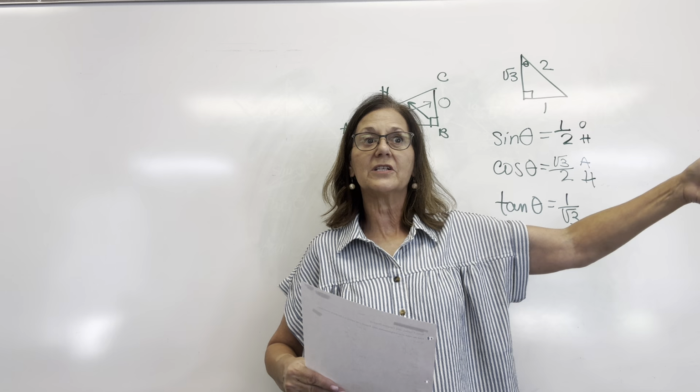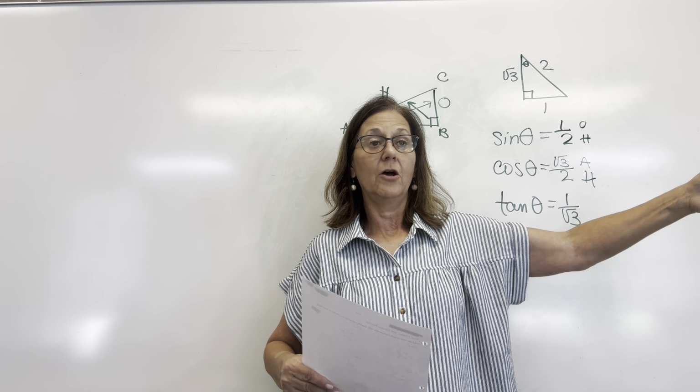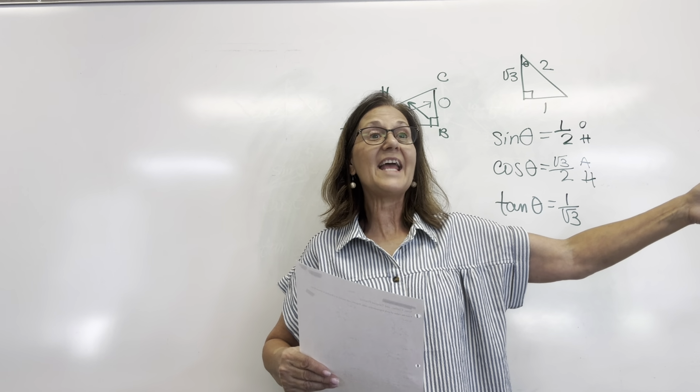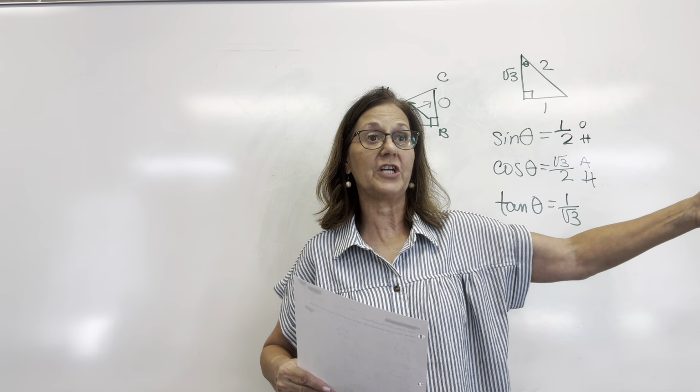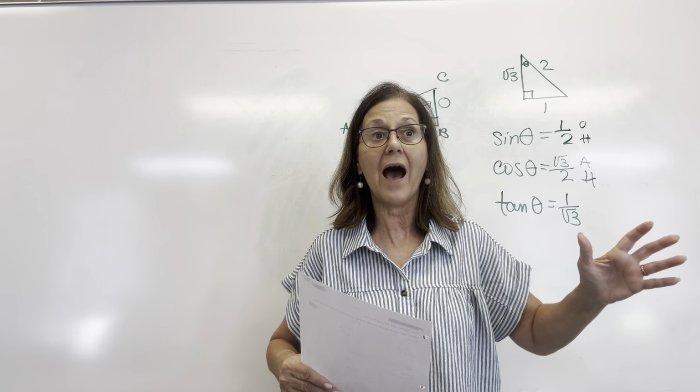So it's SOH: sine equals opposite over hypotenuse. CAH: cosine equals adjacent over hypotenuse. TOA: tan equals opposite over adjacent. So it's TOA.